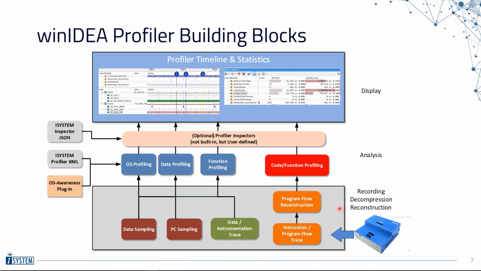For a proper interpretation of the captured data, the profiler in some cases, for example function or OS task profiling, needs additional information. This can be provided either via some sort of OS-specific plugin, for instance the reading of an AUTOSAR ORT file, or via the iSystem-specific XML file. And as an optional extension of the analysis stage, there are also the so-called profiler inspectors. I just want to mention it here briefly, just to understand later on in the webinar where this feature belongs to.